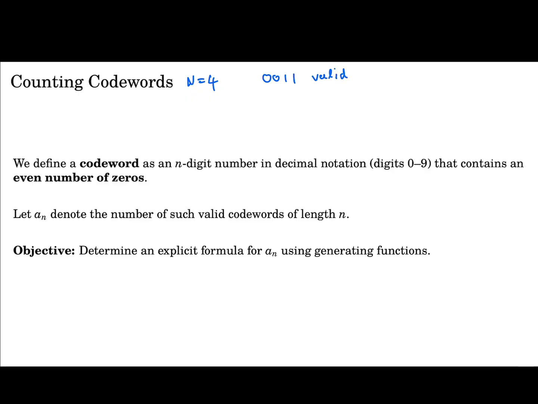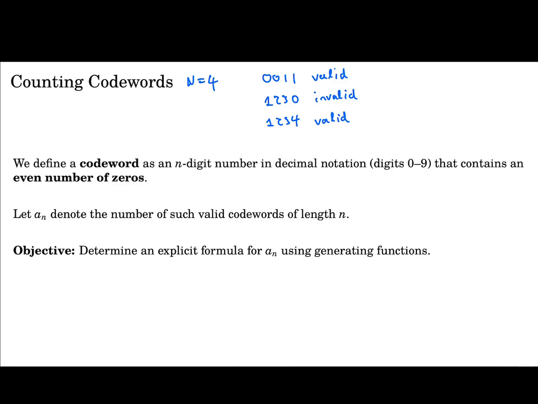There are 2 zeros, so this is valid. But if you were to do 1, 2, 3, 0, this is going to be an invalid code word. This is not going to be a code word because you only have 1 zero, right? Of course, if you have 1, 2, 3, 4, this is valid because you have no zeros, and 0 is an even number, so 0 zeros would be an even amount, and so on.